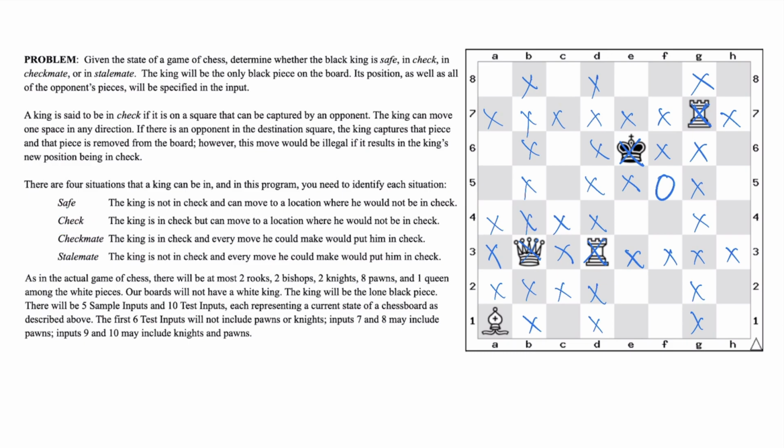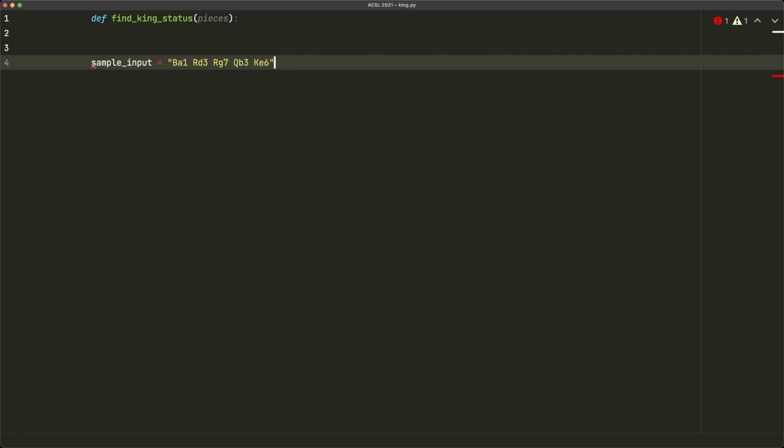So now that we've gone over the algorithm, let's go ahead and implement this in code. So here we have our code file. We have a function, and it's called find king status with a parameter of pieces. So this was the function header that was given by ACSL. And then we also had the sample input that we worked with earlier in our example.